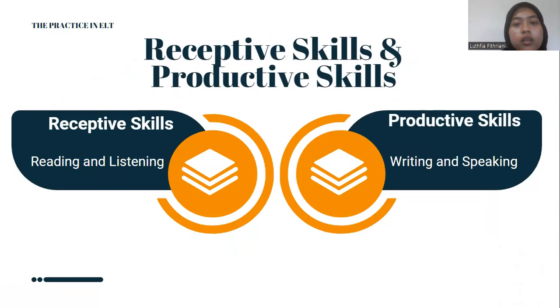As we know, the core basic skills of English are listening, speaking, reading, and writing. Those can be divided into two types, receptive skills and productive skills. Receptive skills are skills where the meaning is extracted from the discourse. The receptive skills include reading and listening. On the other hand, productive skills are skills where students have to produce language by themselves. So productive skills include writing and speaking.